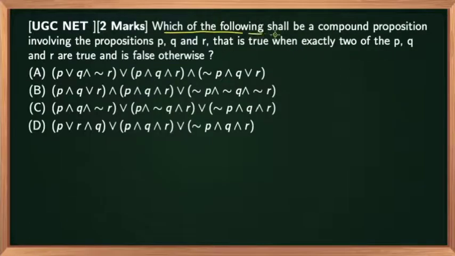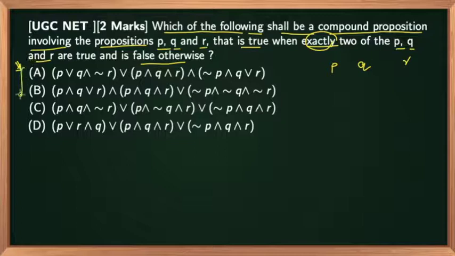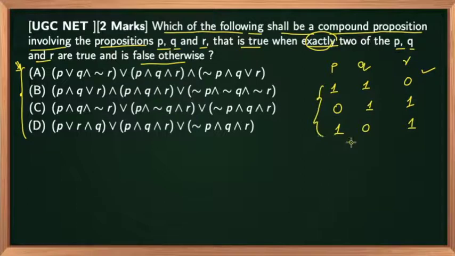Which of the following shall be a compound proposition involving the propositions P, Q and R, that is true when exactly two of P, Q and R are true and is false otherwise, right? So we have three propositional statements P, Q, R, and we have to find an expression which is true when exactly two of them are true. That means P is equal to 1, Q is equal to 1 and R equal to 0. In this case it should be true. You can have 0, 1, 1 or you can have 1, 0, 1. So for any of these three conditions it should be true.